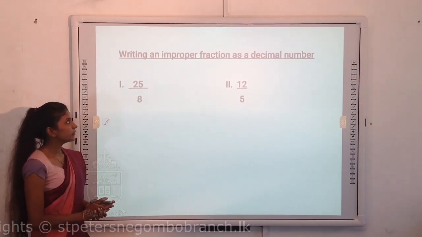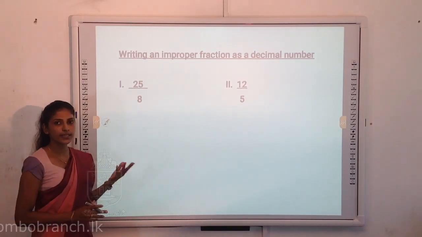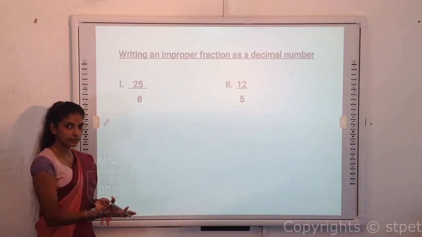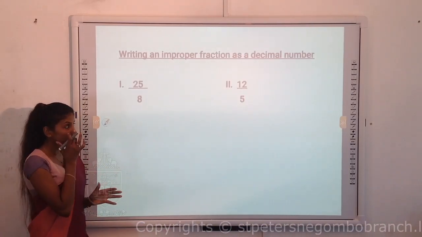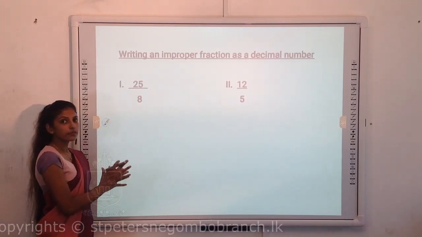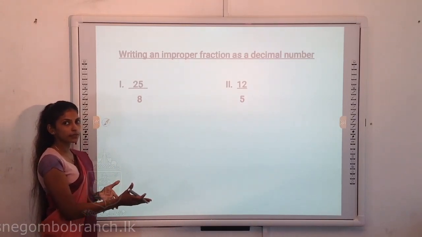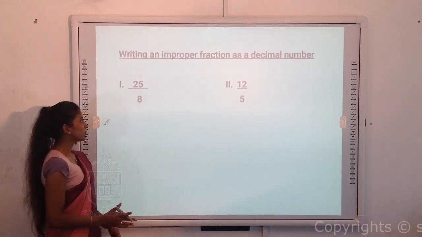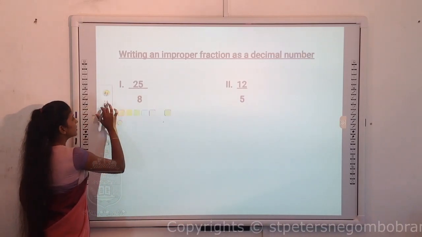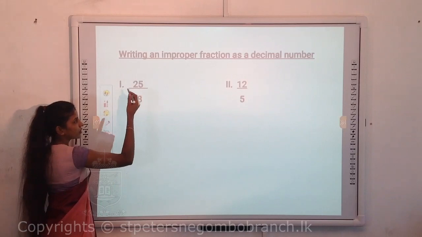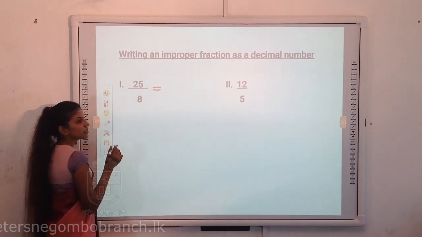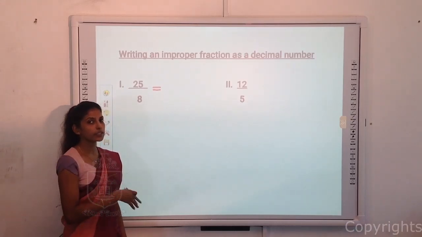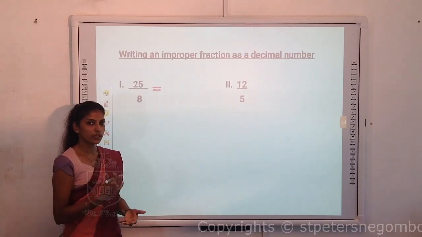Okay, let's see how to write an improper fraction as a decimal. In the previous session we converted a mixed number into a decimal. Now you have an improper fraction. So always if you have an improper fraction, first of all you have to convert it into a mixed number. It is easy for us to convert a mixed number into a decimal. So what we have to do at first is to convert this improper fraction into a mixed number. In the fractions lesson we did how to convert an improper fraction into a mixed number and a mixed number into an improper fraction.